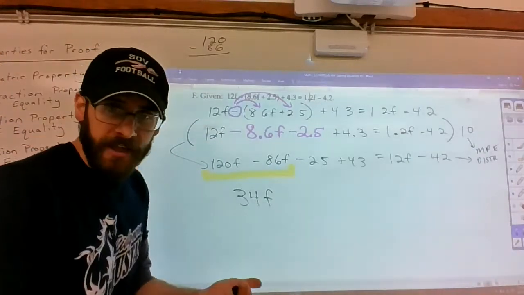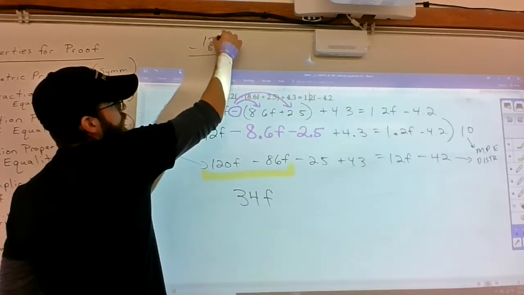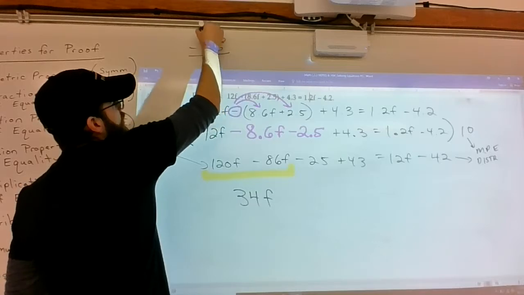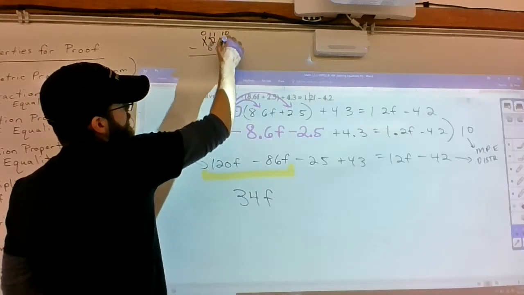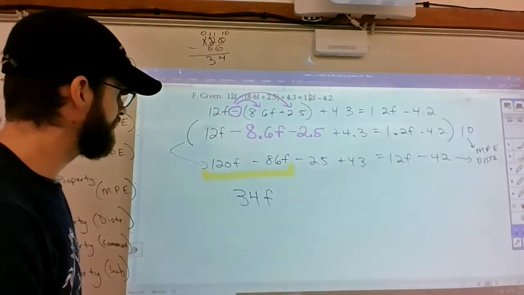Now, if you can't do that in your head, just say to yourself, I need 10 from the 0, so I need to borrow here, which means I need to borrow there. So it's 10 minus 6 is 4, 11 minus 8 is 3, 34f.